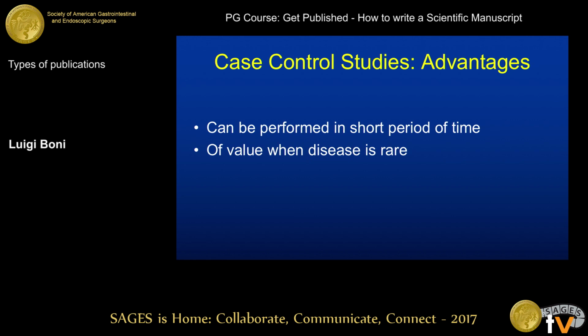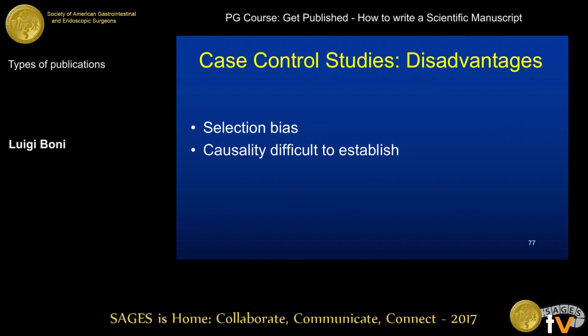As I say, case control can be performed in a very short period of time, and can be useful if you have a very rare condition. If you have a very rare disease and want to do a randomized controlled trial, it will be almost impossible, because it will take so long. So that's the advantage of having a case control.